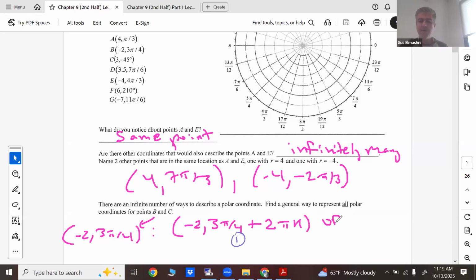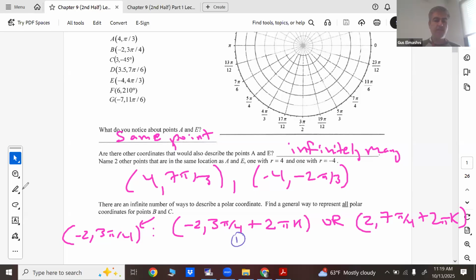Or I can make r positive 2. But if I make r positive 2, what would be my new angle? 7 pi over 4 plus 2 pi k. Yep. See how this is all an extension of what we've done earlier with trig.